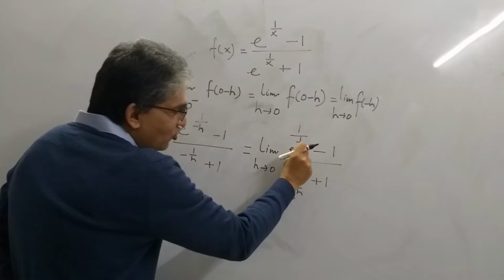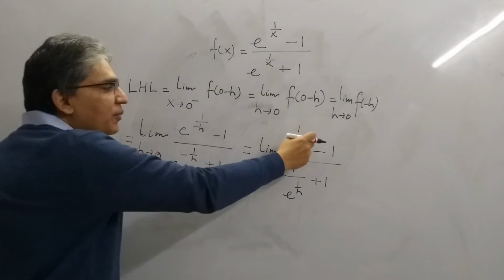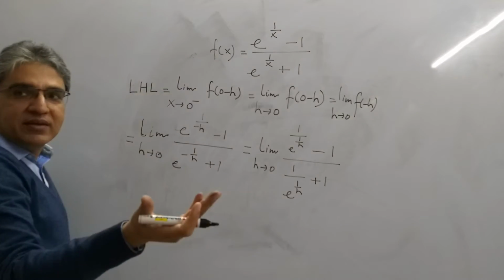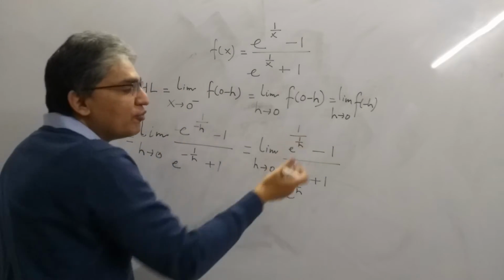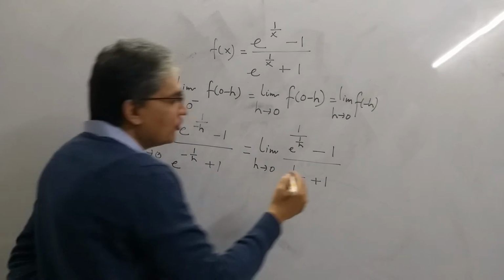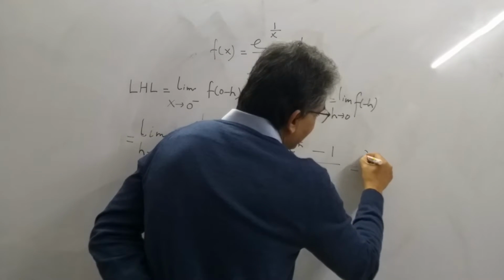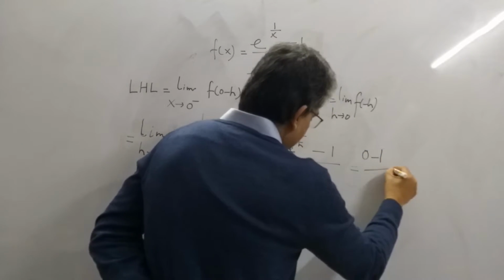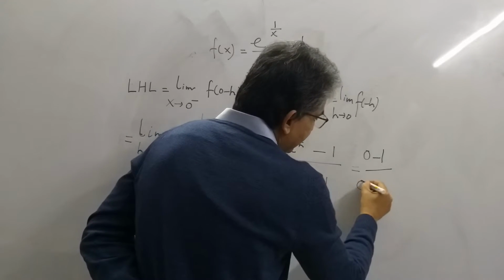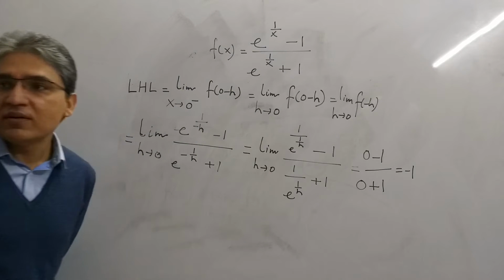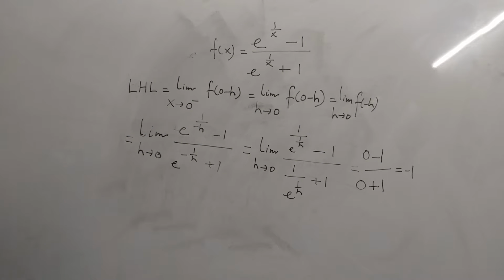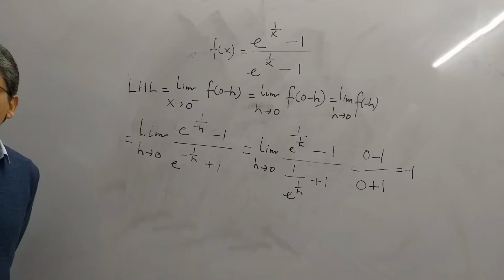Again, h goes to 0. 1 upon h blows up, becomes very big. E to the power very big is very big, and 1 upon very big is 0. So this is simply 0 minus 1 upon, by the same logic, 0 plus 1. So this is minus 1. So our left hand limit is minus 1.